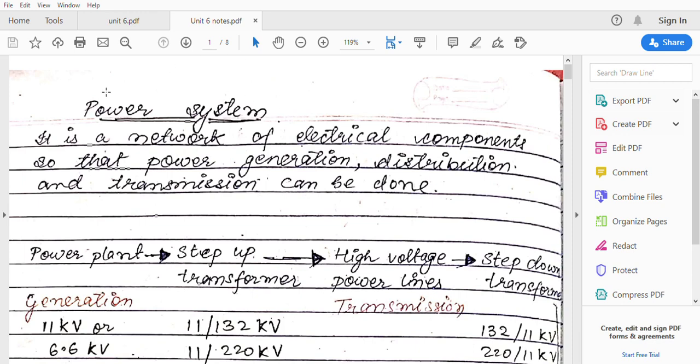Coming to the power system, it is a system in which we deal with electrical power. It is a network which consists of electrical components so that power can be generated, then distributed and transmitted throughout. This generation, distribution, transmission network we have already seen in one of our video lectures, so you can recall it.